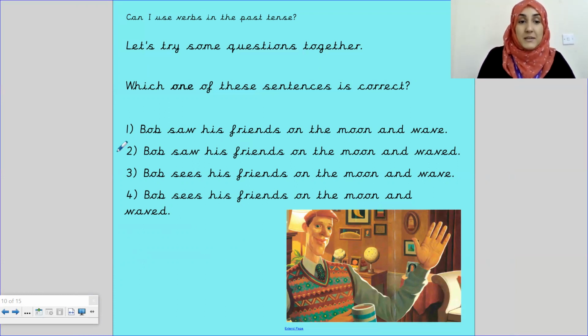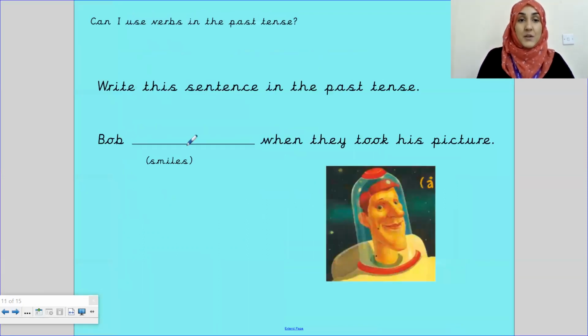Well done. It is number 2. Bob saw his friends on the moon and waved. Fantastic. Okay, we are going to write this sentence in past tense. So there's a line here, and underneath it says smiles. Now I know that that is a doing word, smiles. That's a verb, but that's written in the present tense. We need to change this verb to be written in the past tense. So can you help me complete the sentence?